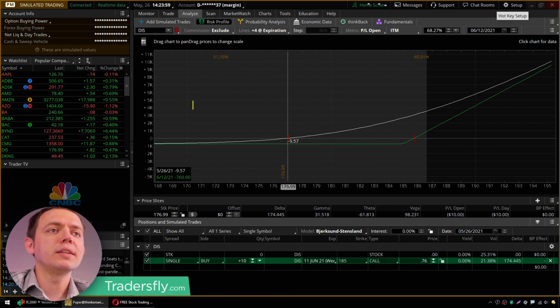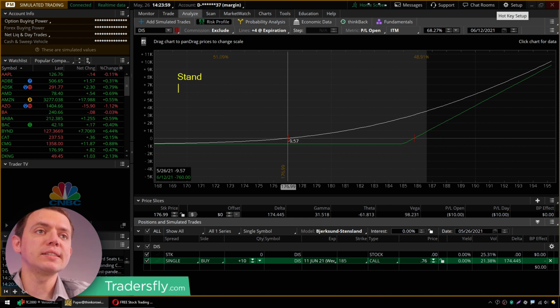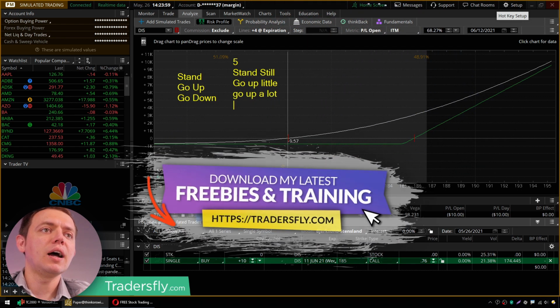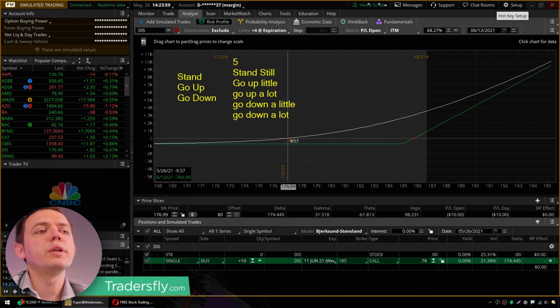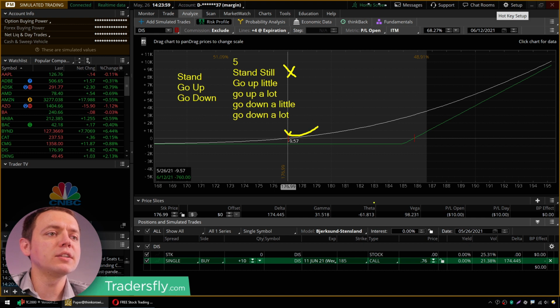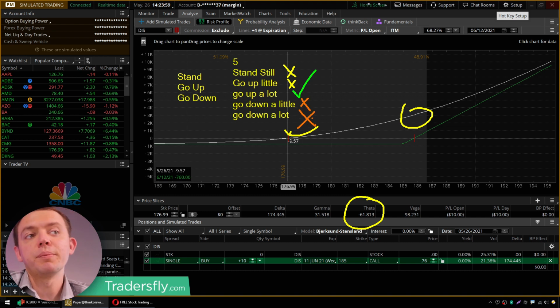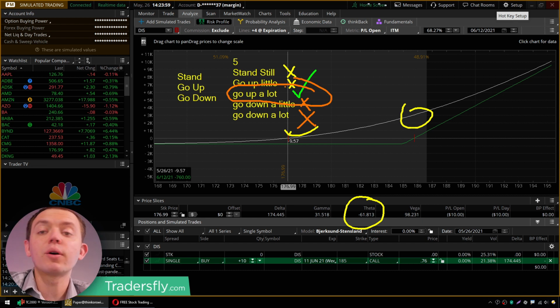And the way to make money on this stock is, the stock can do kind of three things. It can stand still, it can go up, or go down. If you look at it from a 5-point perspective, okay, it can stand still, go up a little, go up a lot, go down a little, and go down a lot. So in this case, when we look at this concept, if you stand still, you lose money. If you go up a little, you're still going to lose money because of theta. If you go up a lot, that's the one scenario where you're actually going to win. If you go down a little, also a big no-no, and go down a lot, also a big problem. So only 1 out of 5 is where you're winning in this case.